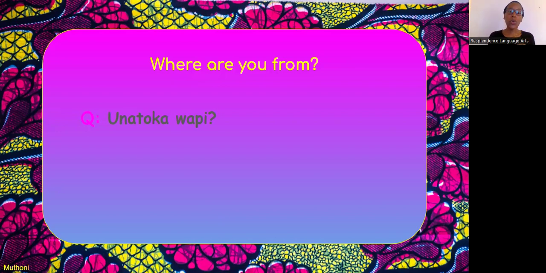But we use this when we want to know where someone comes from or where someone is from, their origin. But if someone asks you unatoka wapi, it could also mean where are you coming from? Maybe you get home and your mama asks unatoka wapi. They are asking where are you coming from? Maybe you're from the market. You get it? But now we want to know about your origin, where you come from.